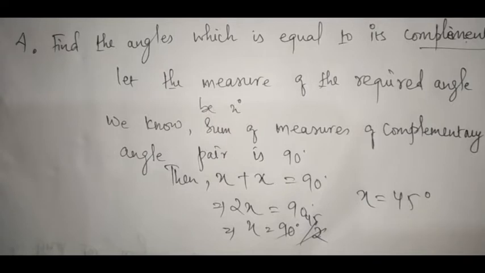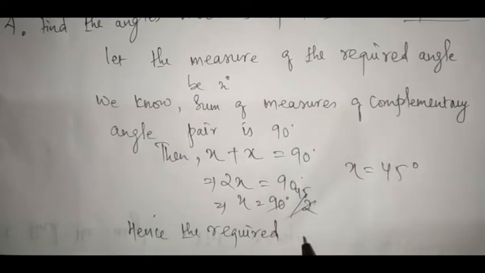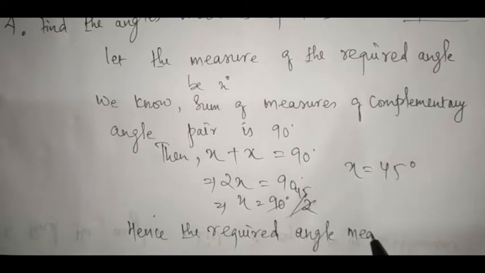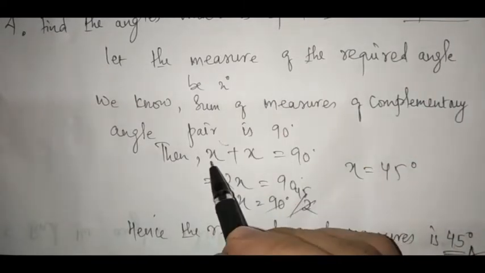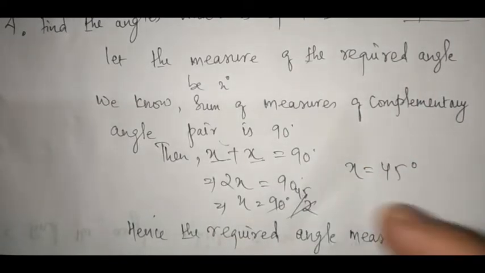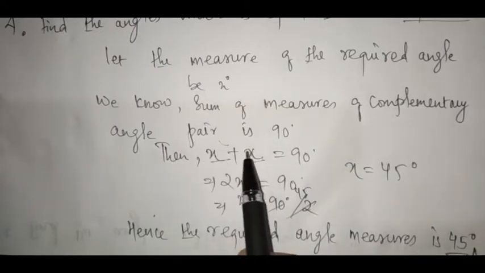So hence, the required angle measure is 45 degrees. Easy, no? You just have to remember what is a complementary angle, and nothing is given over here, so both of the pair of angles are x, we don't know, no? In the previous sums, one angle in the pair was given, so that we were able to find the other angle. But here not a single measure is given, so we have let both the measures be x.